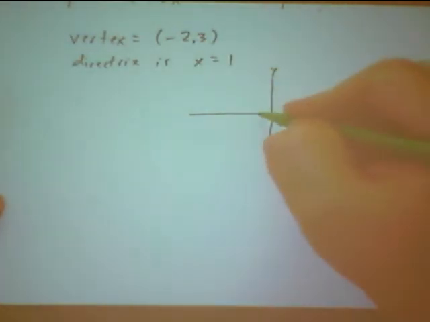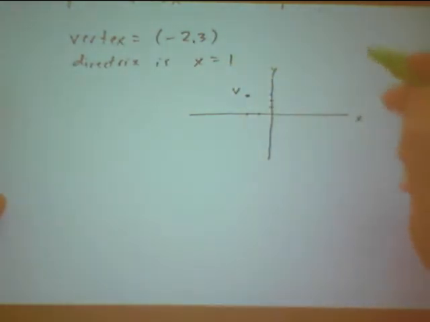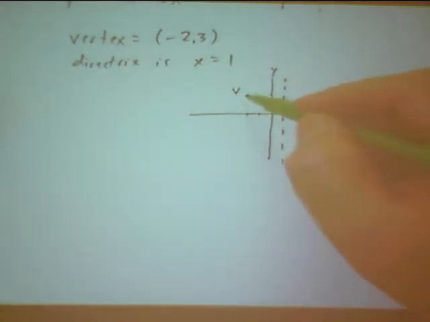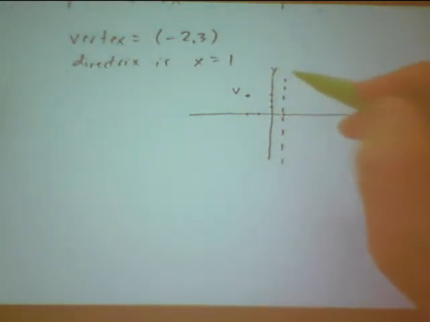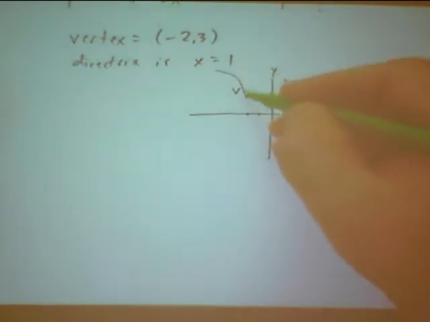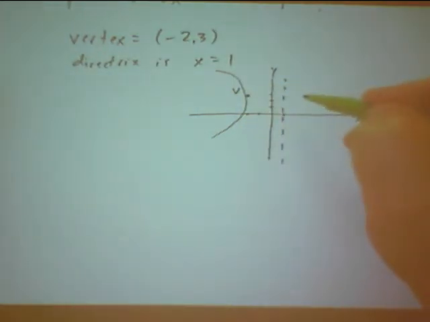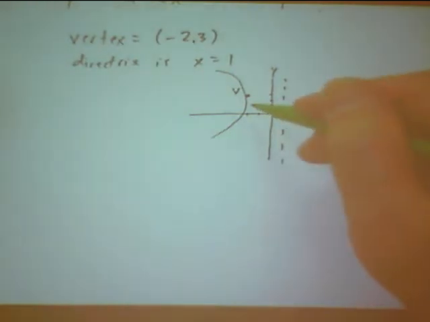So let's see what we can graph. The vertex, (-2, 3). The directrix, x = 1. So what do I know? Well, I know if my directrix is here, my vertex is here. The parabola always opens away from the directrix. So it must be one of these kinds of parabolas. I know my focus is over here. Let's take a step back. Let's go ahead and just write down the standard equation for this kind of parabola.